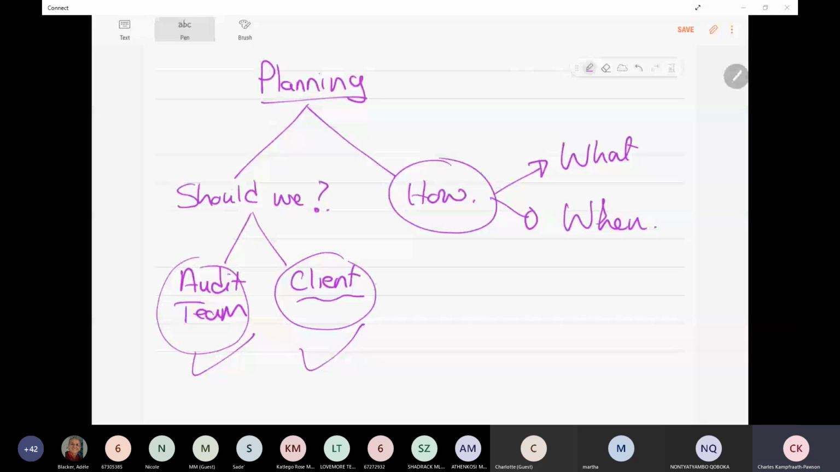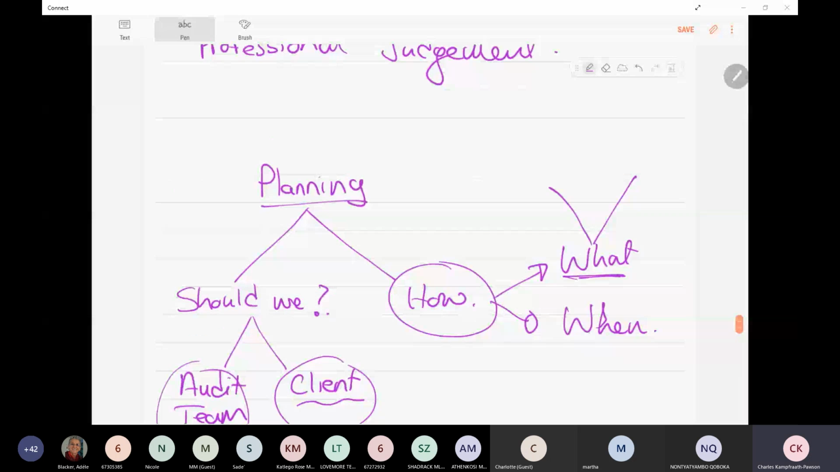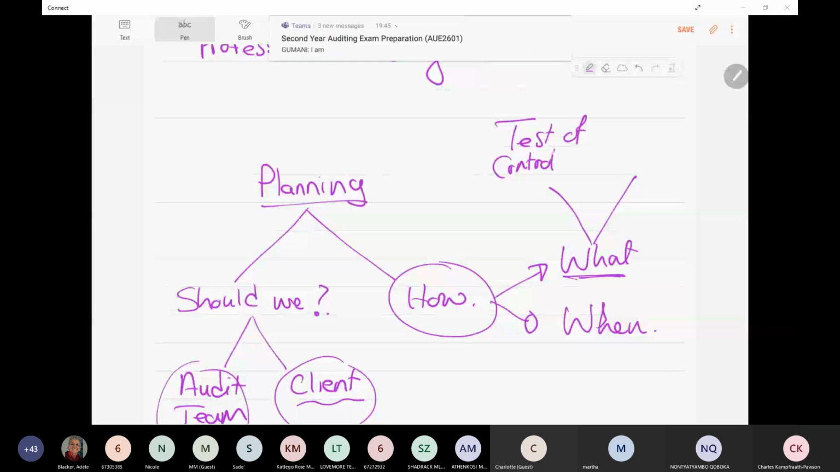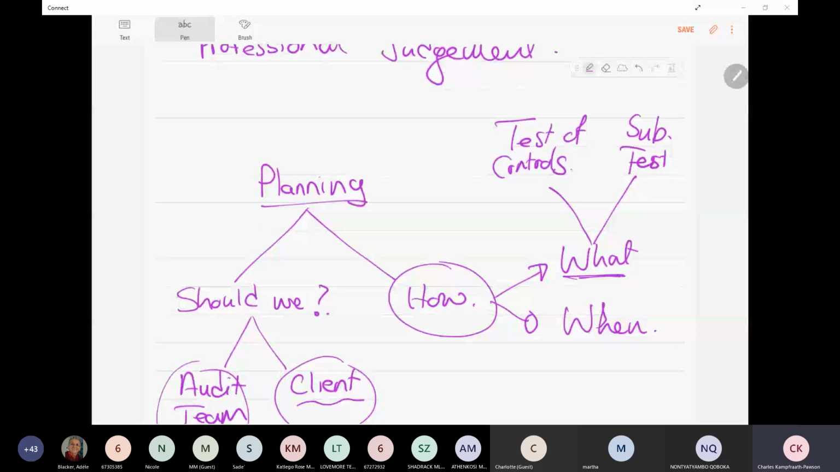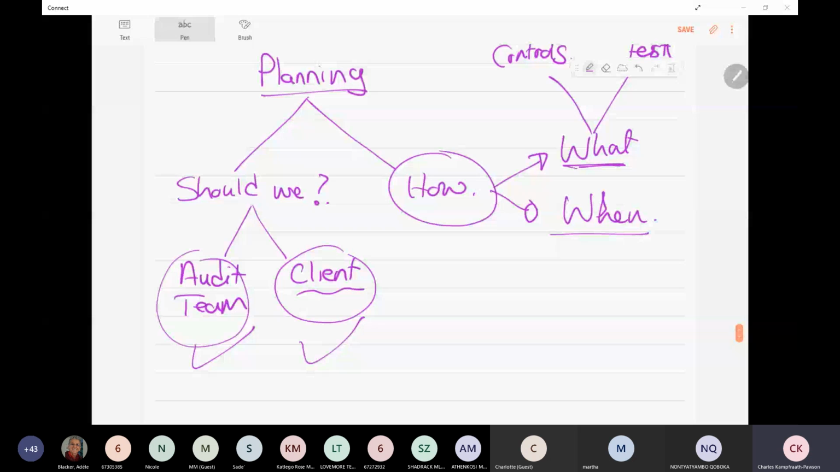So the type of tests, what type of tests are we going to be doing? There's basically two. We can do tests of controls or substantive tests. The when: are we going to be doing it at the beginning of the audit, beginning of the financial year, during the financial year, or at the end of the financial year? We need to assess the client's business and our own resources to decide on that factor.